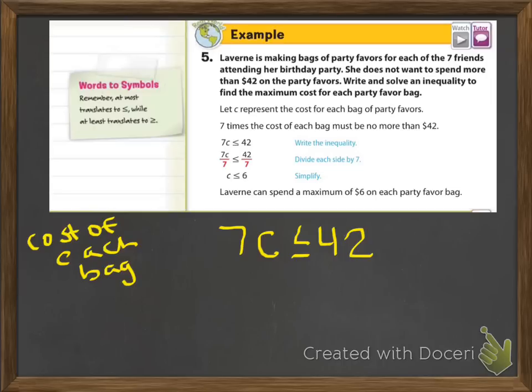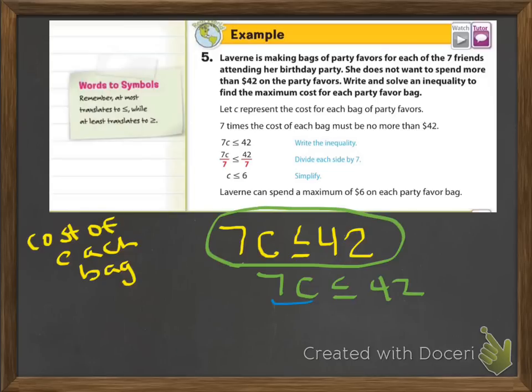The second part then is to solve it. So now let's put a box around that. Start with 7C is less than or equal to 42 again. Divide each side by 7. And we get C is less than or equal to $6. So she can spend a maximum of $6 on each party favor bag.